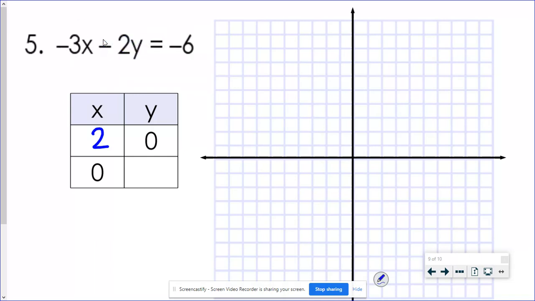When the x is 0, -3 times 0, do my keep change again, this would all just be 0, and 0 plus something, don't need it. I can ignore that. So what I really have is -2y equals -6. -2 times something gives me -6. That something has to be a +3. So (2, 0) is right here, (0, 3) is right there, and then we get our line.